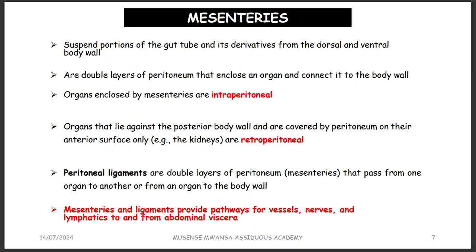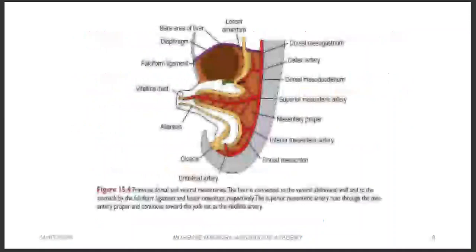We also have peritoneal ligaments. These are a double layer of peritoneum or mesentery, and they pass from one organ to another. Mesenteries are just ligaments which will provide a pathway for vessels, nerves, and lymphatics to and from abdominal organs. If we say ligament, don't think of attaching a bone to a bone. This is a special type of ligament, found inside the body. So inside them, you are going to have blood vessels, nerves, lymphatic systems. Okay, all those things.